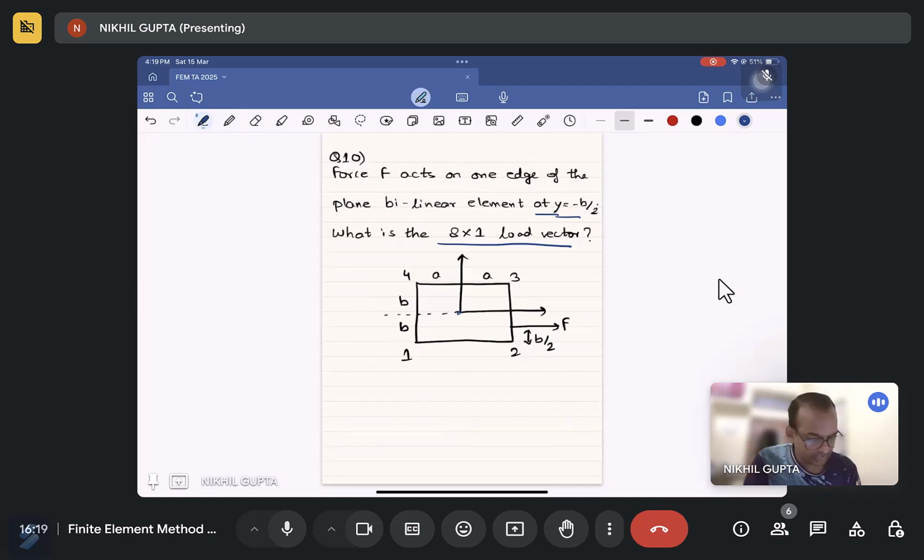So first let's write the coordinates of each of the nodes. This is 1, 2, 3, 4. This is minus a comma minus b. This is a comma minus b. This is a comma b, and this is minus a comma b. Okay, so we know this is a Lagrangian element.